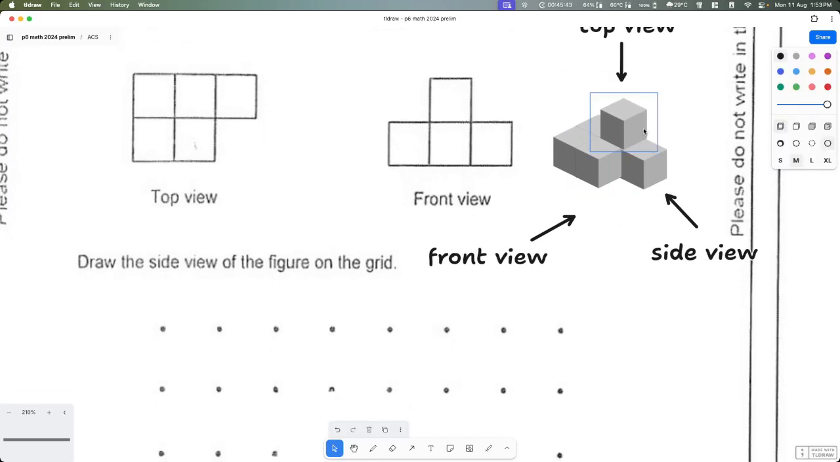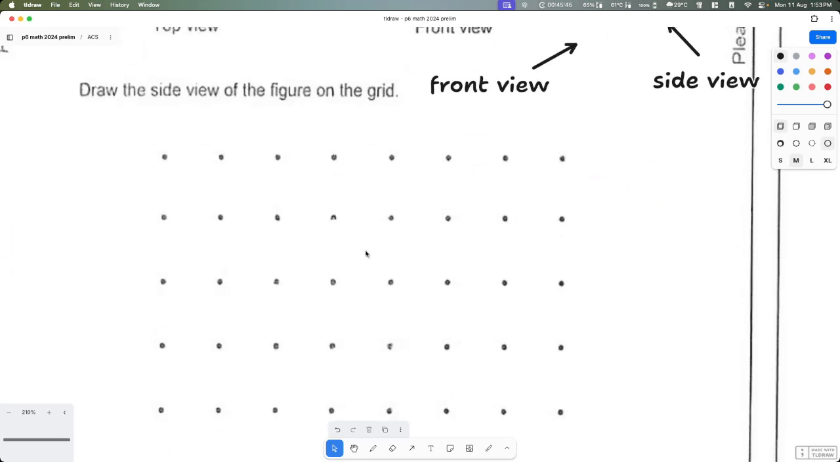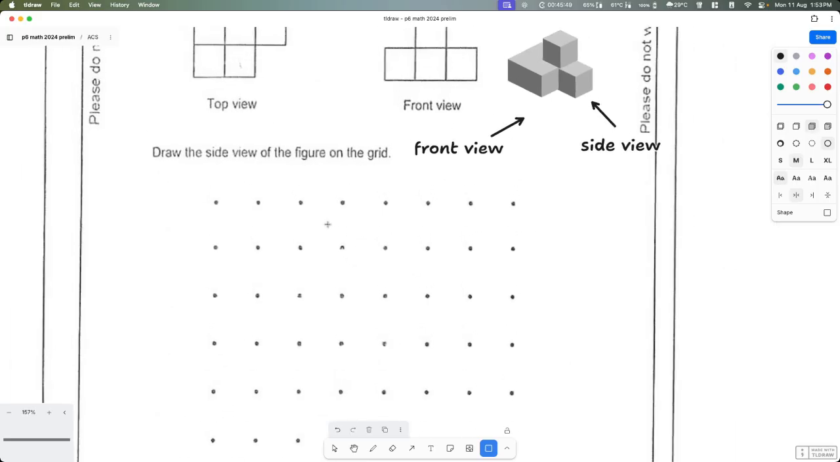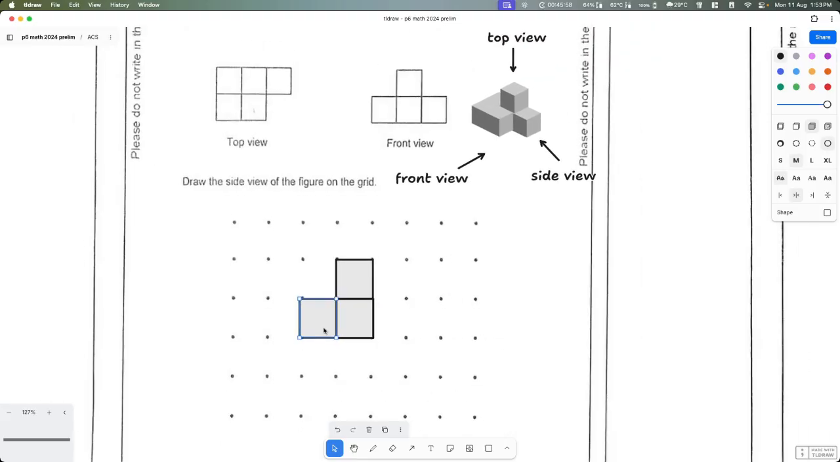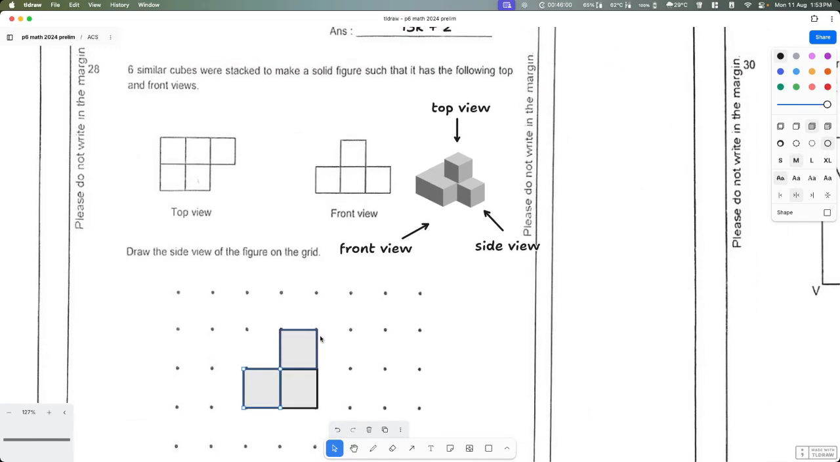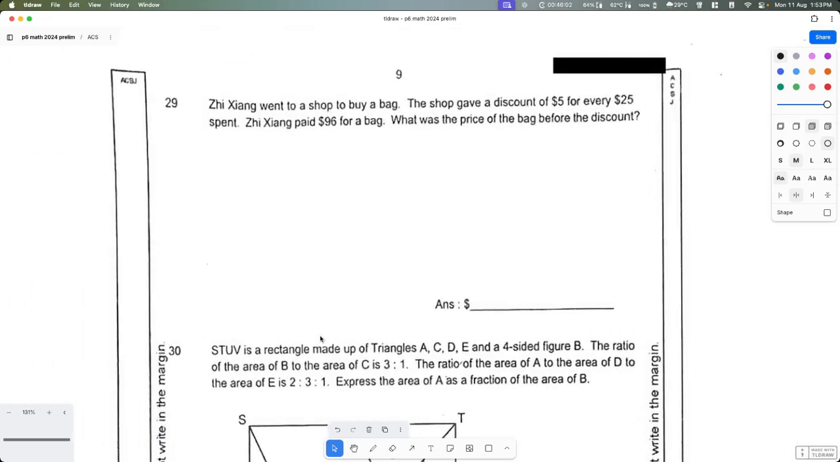How about the side view? It's just 1, 2, 3, right? So in this case, I'm going to draw the side view, which is basically 1, and then 2, and then 3. That's it. So that's the answer, that's the side view. All right, let's move on to question 29.